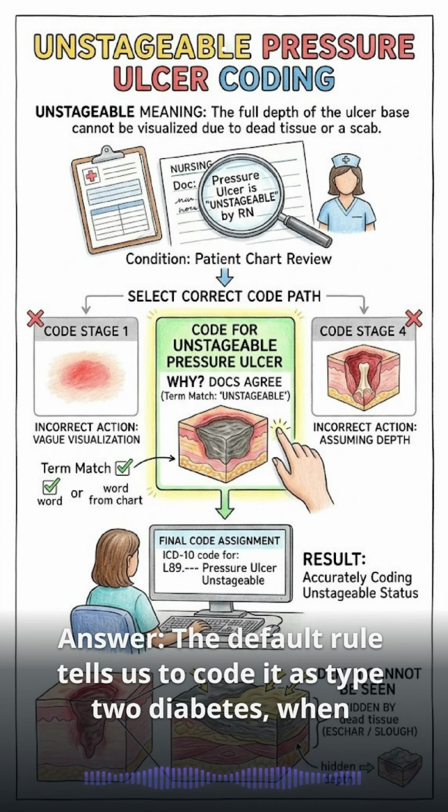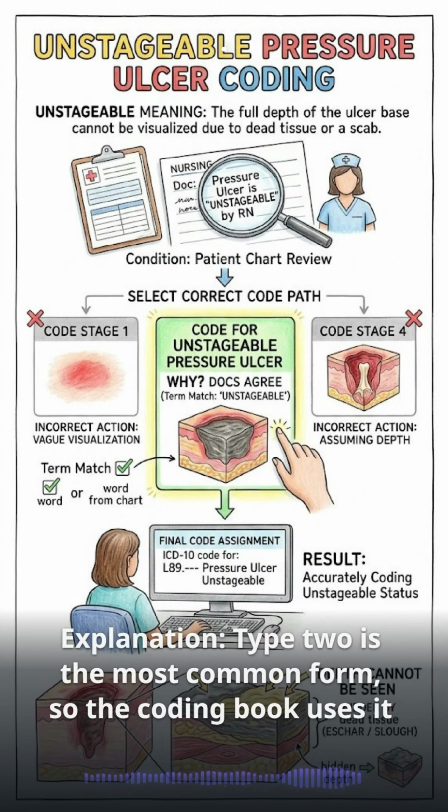The default rule tells us to code it as type 2 diabetes when nothing is specified. Type 2 is the most common form, so the coding book uses it as a safe guess.